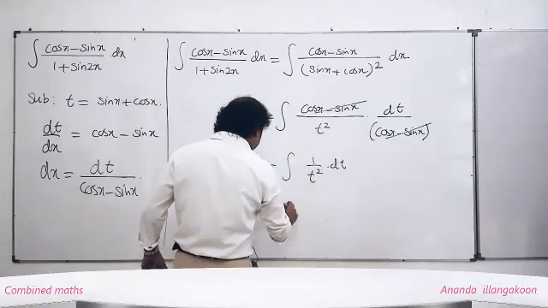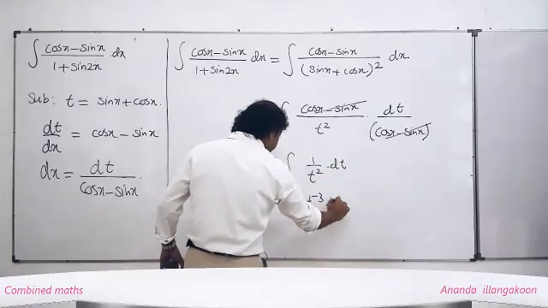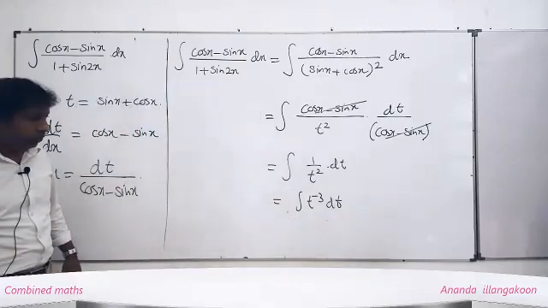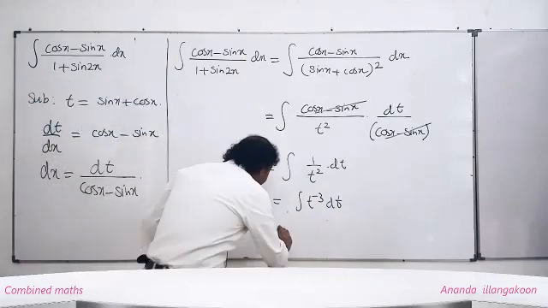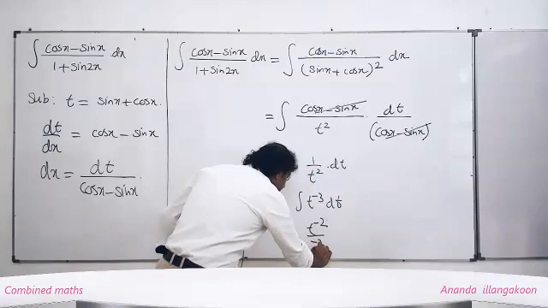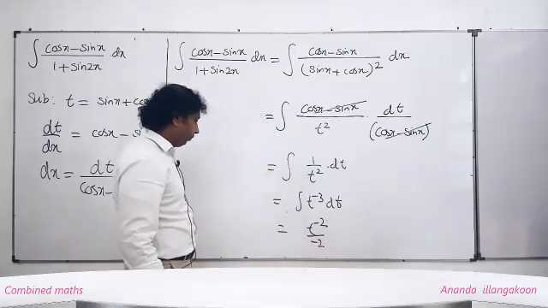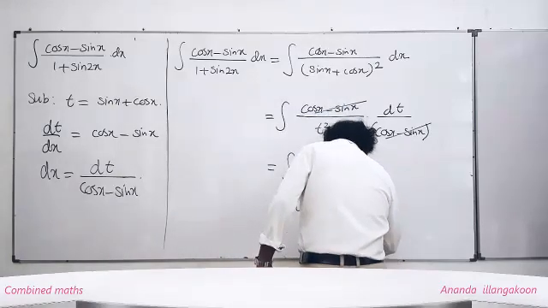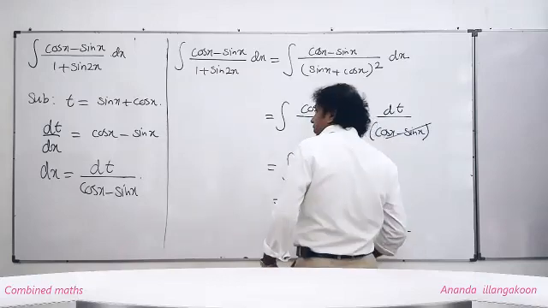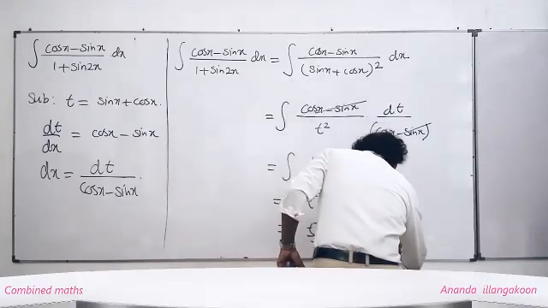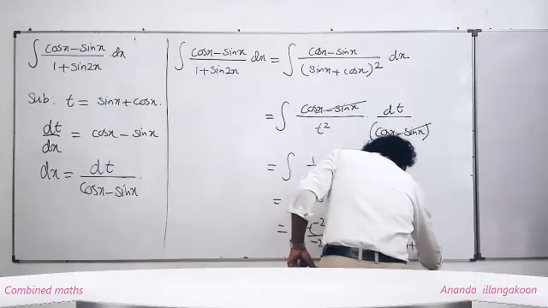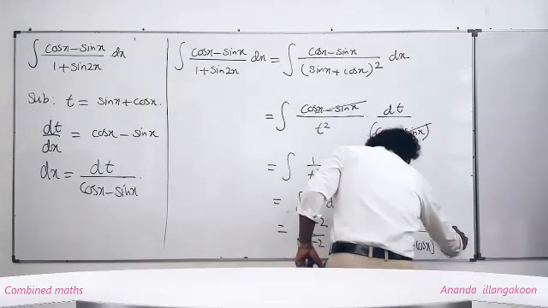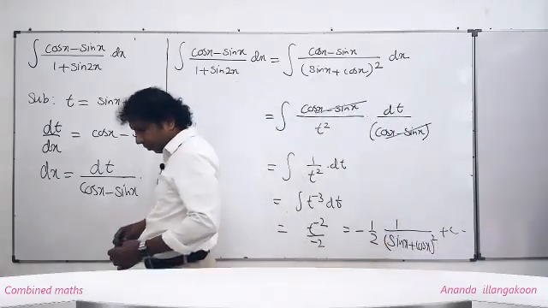Take this numerator, t to the power minus 3 dt. Add 1 to the power and divide by the new power. Minus 2, no? When you add 1, t to the power minus 2 divided by minus 2. Then this is minus half, 1 upon t squared. t squared is this, sin x plus cos x perfect squared, plus c. c is a constant.